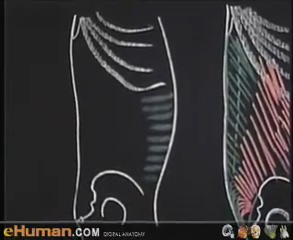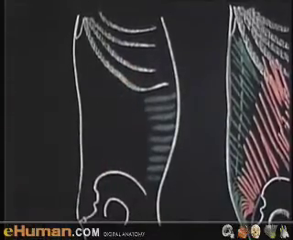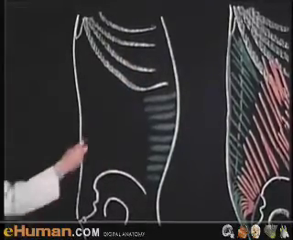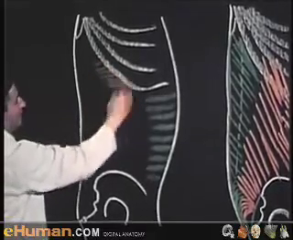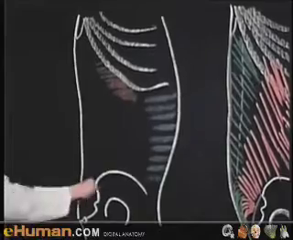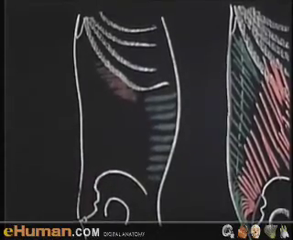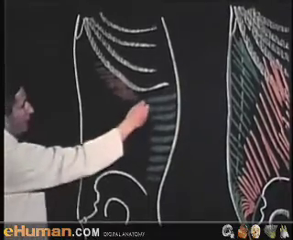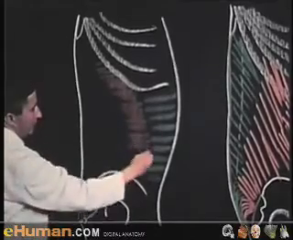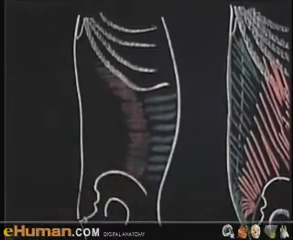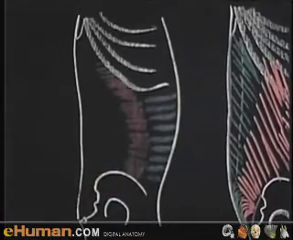Now, the transversus abdominis arises from the inner aspects of the lower 6 ribs, interdigitating with the diaphragm. So we see the muscle fibers emerging from the deep surface of these ribs. Notice that the fibers are running transversely around the abdominal wall, the transversus abdominis. And the lower fibers are coming off the lumbar fascia, and they're going to be attached to the inner lip of the iliac crest.